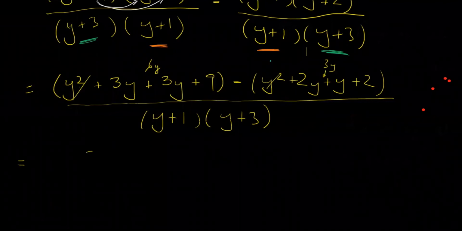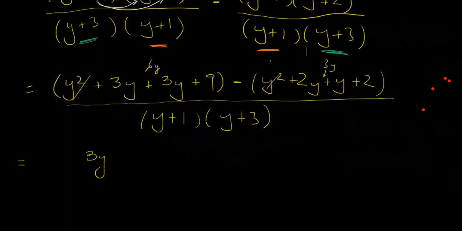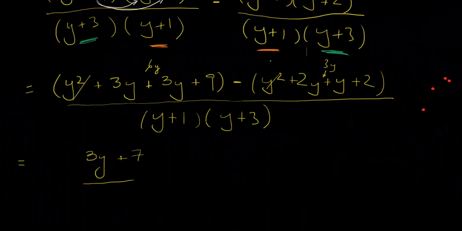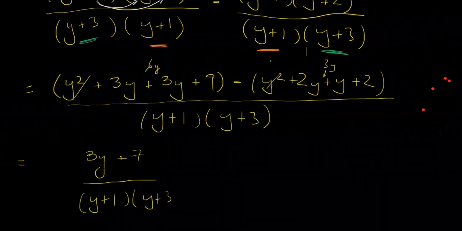6y minus 3y is 3y, because it's a plus here. These are all pluses. There's a plus 6 minus 3. So I've got a 9 here. 9 minus 2 equals 7. That's what I said. And then we're just going to put the bottom terms in, over y plus 1 in the brackets and y plus 3.